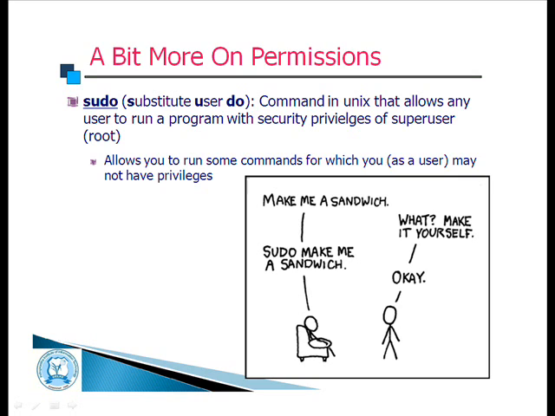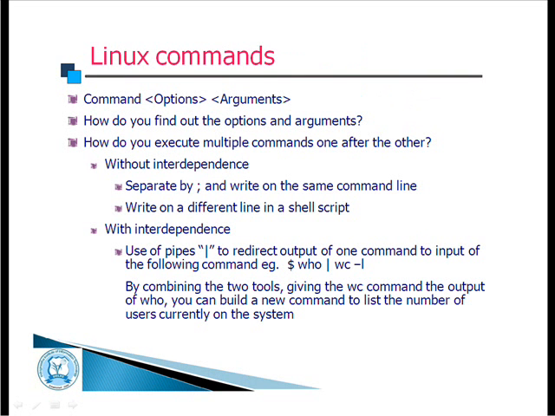So this is what I was saying. Every command in Linux has some options and some arguments, right? And to find these options and arguments, you have to go to the man page. You just say man and then the command name, and you will see all the options and all the arguments.